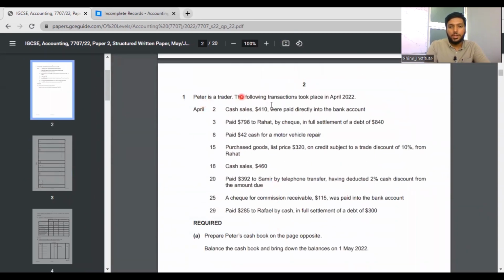Peter is a trader. The following transactions took place in April 2022. April 2, cash sales 410 were paid directly into the bank account. When you are doing a cash book, you need to know the double entries properly. When you receive cash 410 directly into the bank account, the bank account is debited and the cash sales account is credited. As we are not taking individual accounts here, we're going to take it directly into the bank account. So I'm going to take bank account 410.